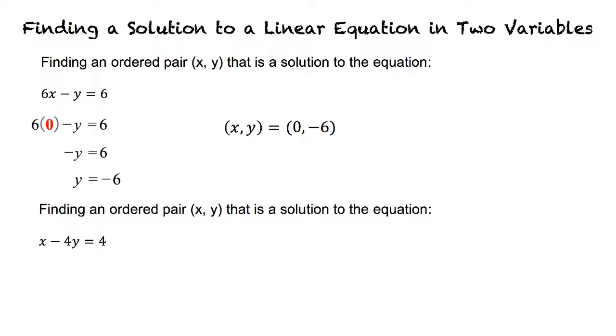Find an ordered pair x, y that is a solution to the equation x minus 4y equals 4. In this problem, let's set y equal to 0, so we can be left with only x on the left-hand side of the equation. After substituting 0 in for y, we result with x equals 4. So would our final answer be 4, 0? Yes, one of the many possible answers for this equation is 4, 0.